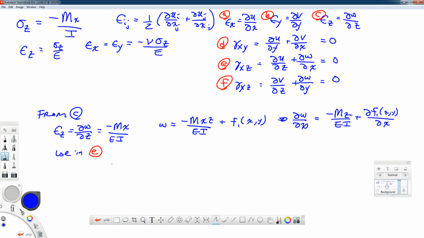Now, equation E says that the partial derivative of u with respect to z is equal to the negative of the partial derivative of w with respect to x. The negative partial derivative of w with respect to x is going to be a positive Mz over EI, and then a minus partial of f1, which is a function of x and y, with respect to x.